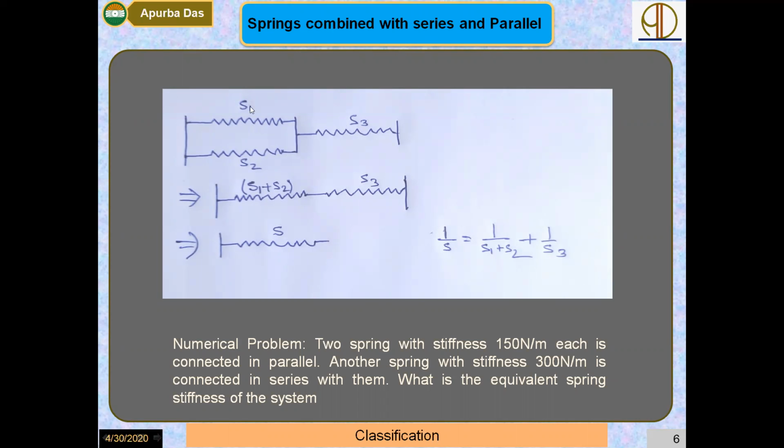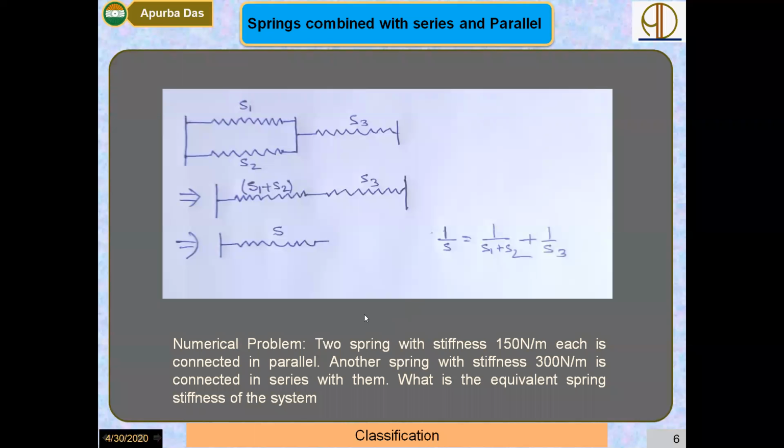So first we will determine the equivalent stiffness for the first one and second one. As it is connected in parallel, we can write S1 plus S2, and that is connected in series with stiffness S3. Then again we can simplify and write the equivalent stiffness S. As this is connected in series, we can write 1 by S is equal to 1 by (S1 plus S2) plus 1 by S3.